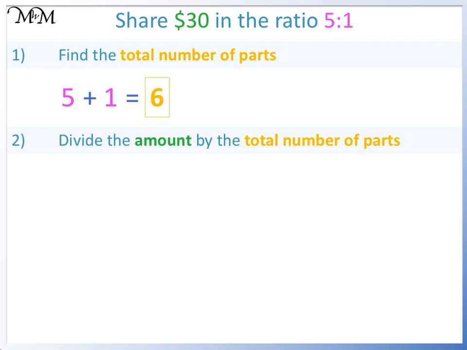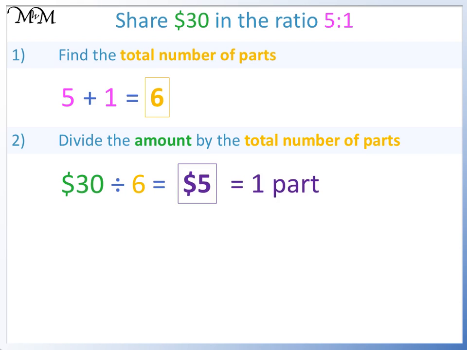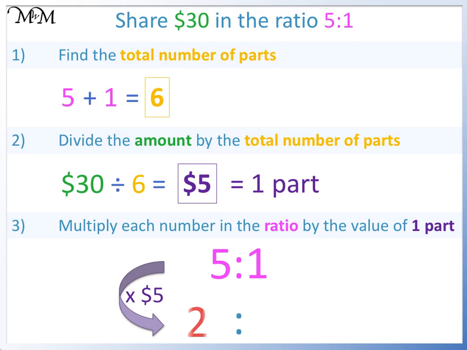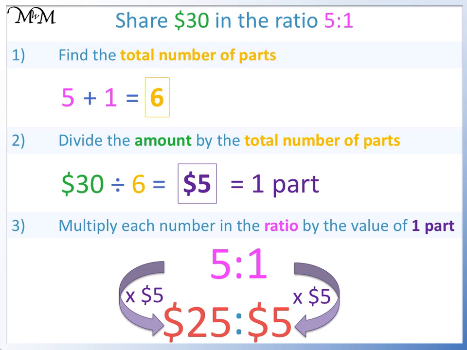Step 2. Divide the amount by the total number of parts. $30 divided by 6 equals $5, so one part is $5. Step 3. Multiply each number in the ratio by the value of one part. 5 times $5 equals $25, and 1 times $5 equals $5. So we have a ratio of $25 to $5.